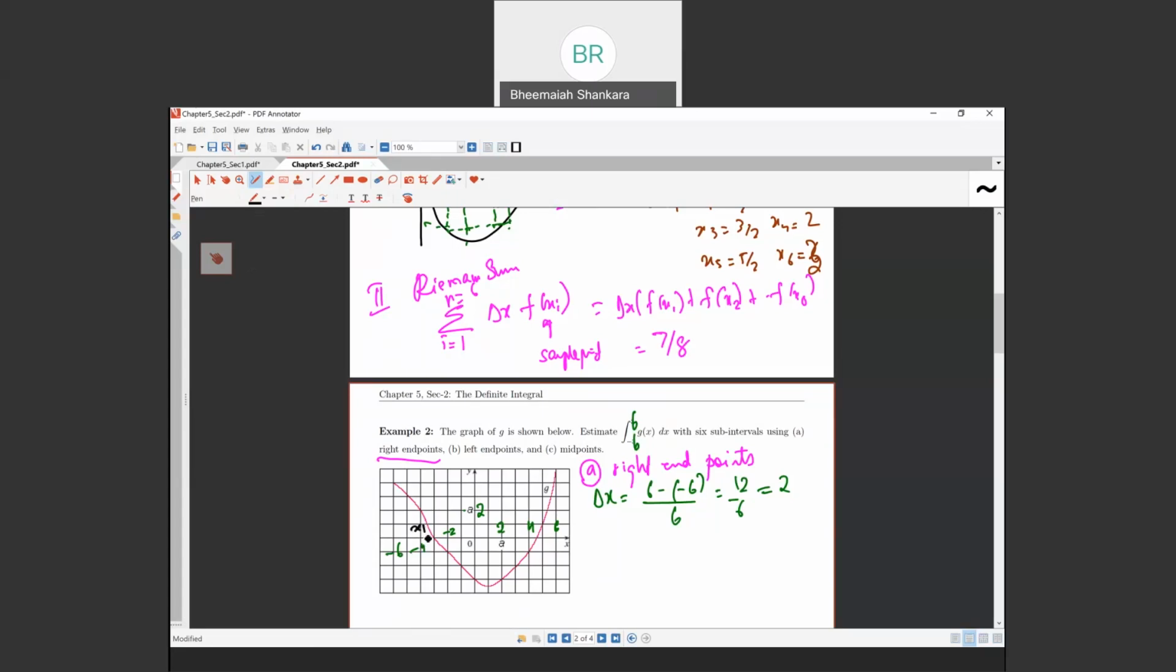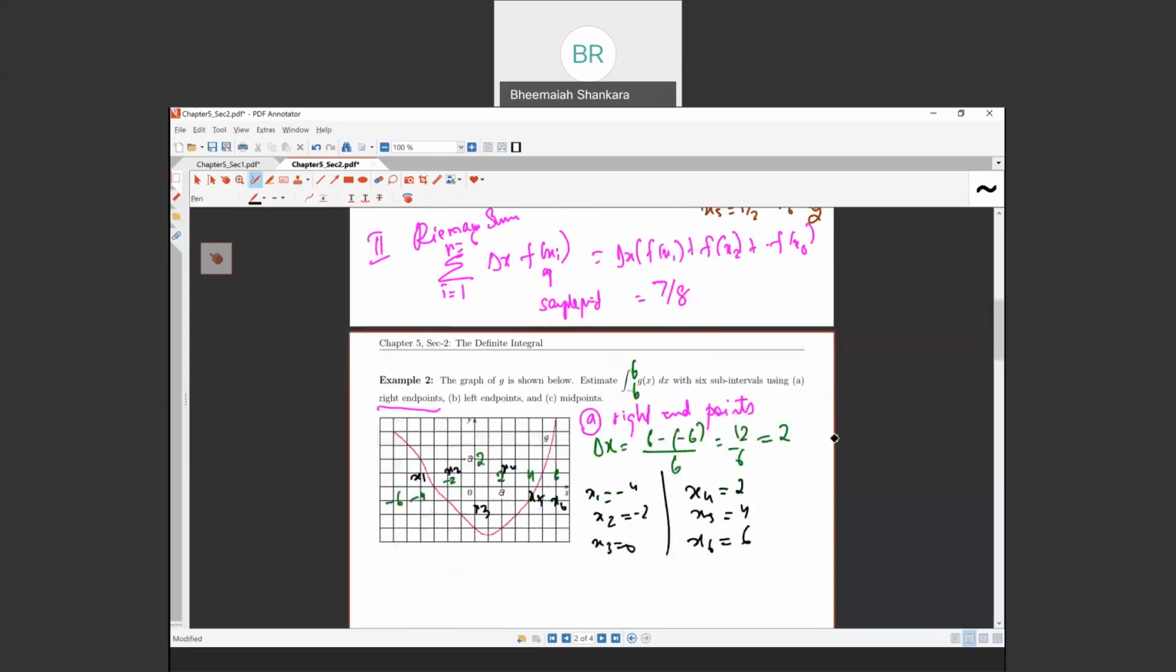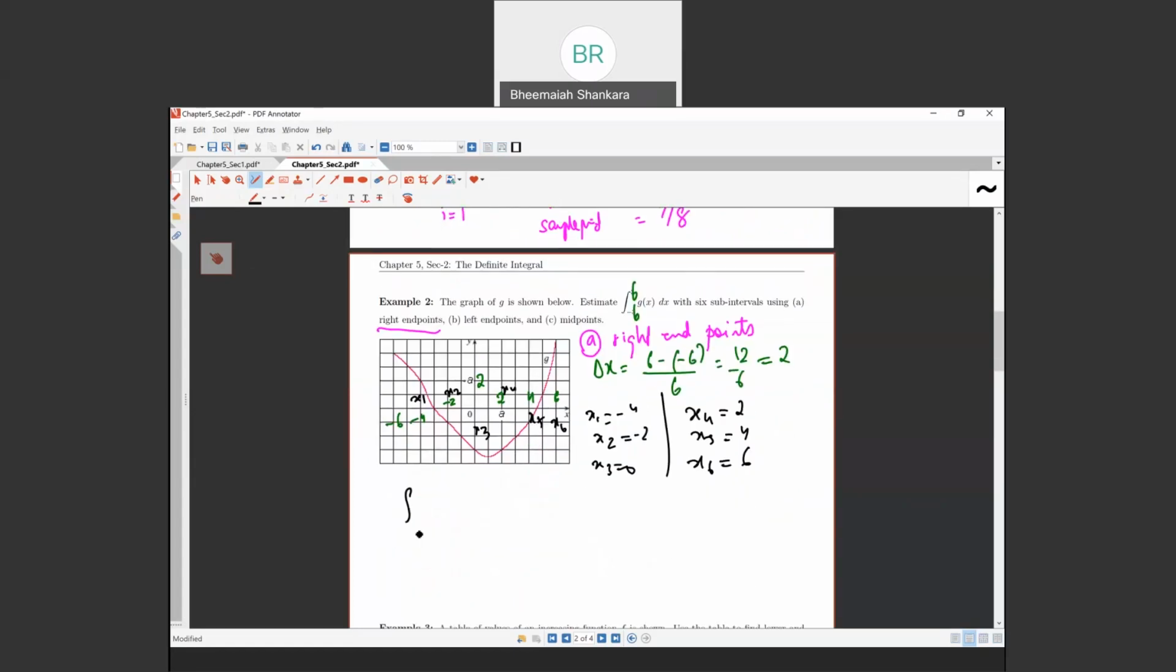So name these points as x sub 1, because you're using the rightmost point, x sub 2, x sub 3 is 0, x sub 4, x sub 5, x sub 6. So write x1 is -4, x2 is -2, x3 is 0, x4 is 2, x5 is 4, and x6 is 6. So we have the integral from -6 to 6 of g of x dx.